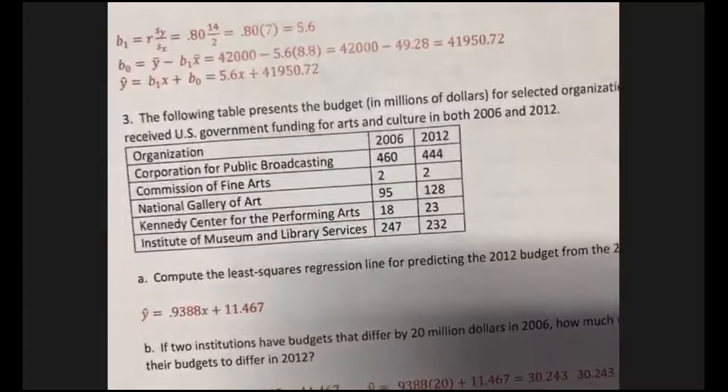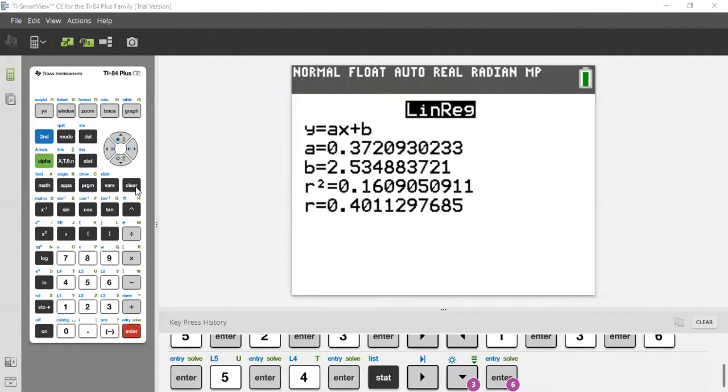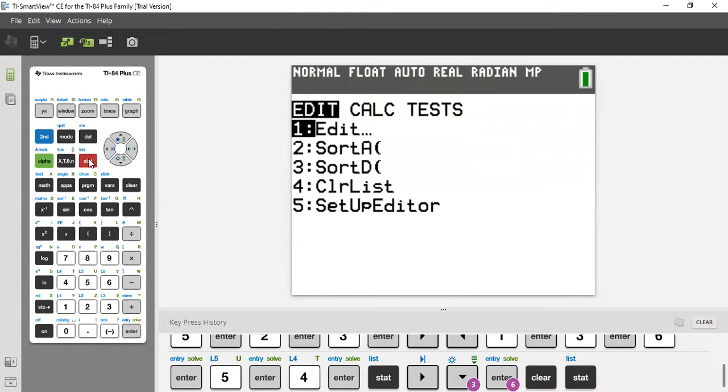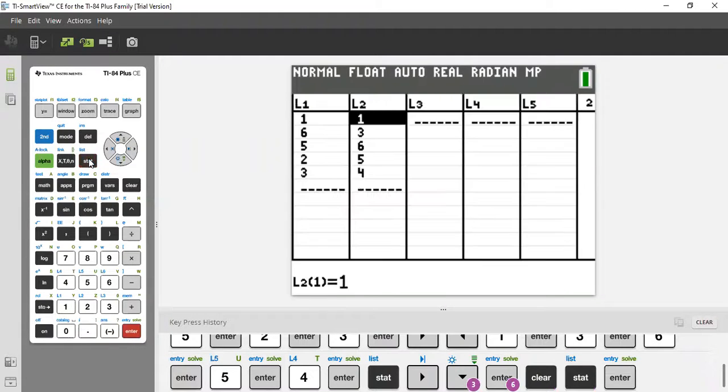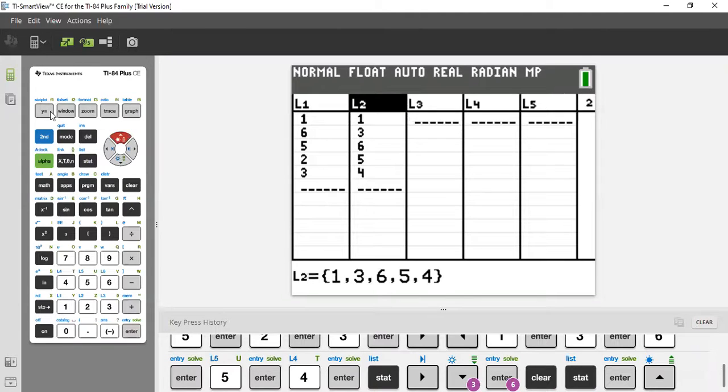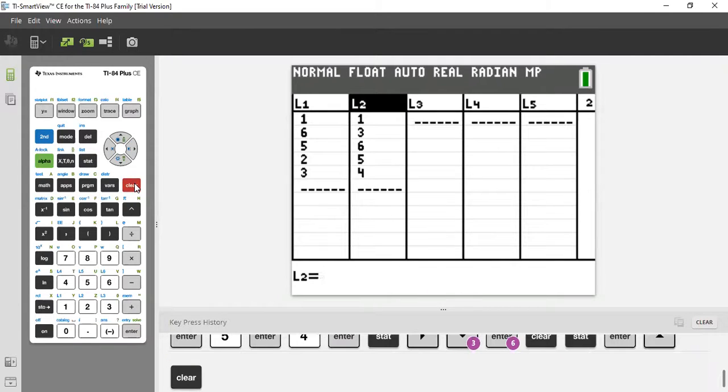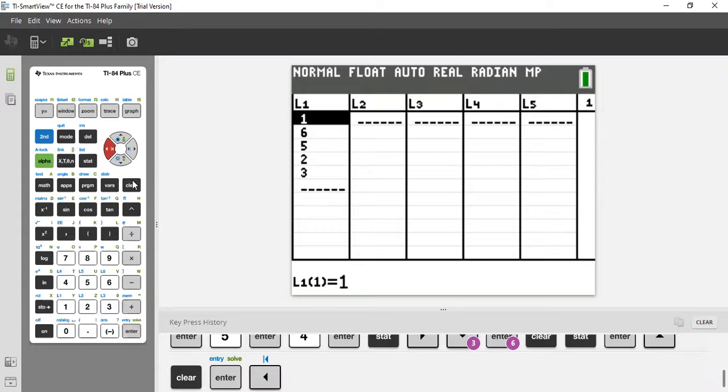Now, we're not going to be using the 2006 or the 2012 as we go to our calculator. So here's our calculator. I'm going to clear our screen, go to Stat and Edit, and clear my list. Again, I'm going to highlight the L1 or the L2, press Clear and Enter, and then go to the other one and press Clear and Enter. And I'm going to put this data in.